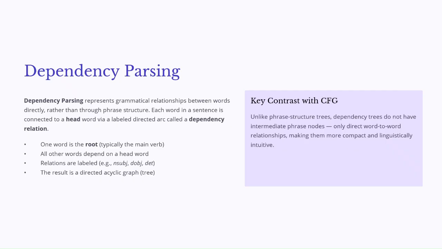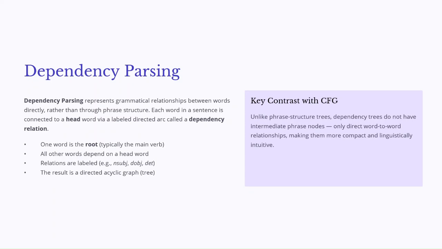Next one is dependency parsing. Dependency parsing represents grammatical relationships between words directly rather than through phrase structure. Each word in a sentence is connected to the head word via a directed arc called the dependency relation. So, one of the words is taken as a root, typically the main verb. All other words depend on the head word. Relations are labeled as NSUBJ, DOBJ, determiner. The result is a directed acyclic graph.